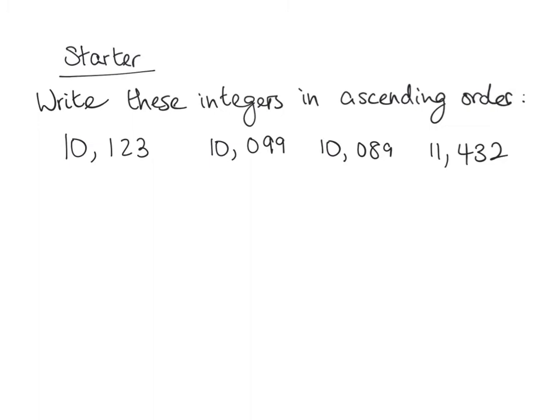Before we get started, please will you write down starter and have a go at this question. So write down the question please, which says write these integers in ascending order. And then there are 4 numbers underneath.